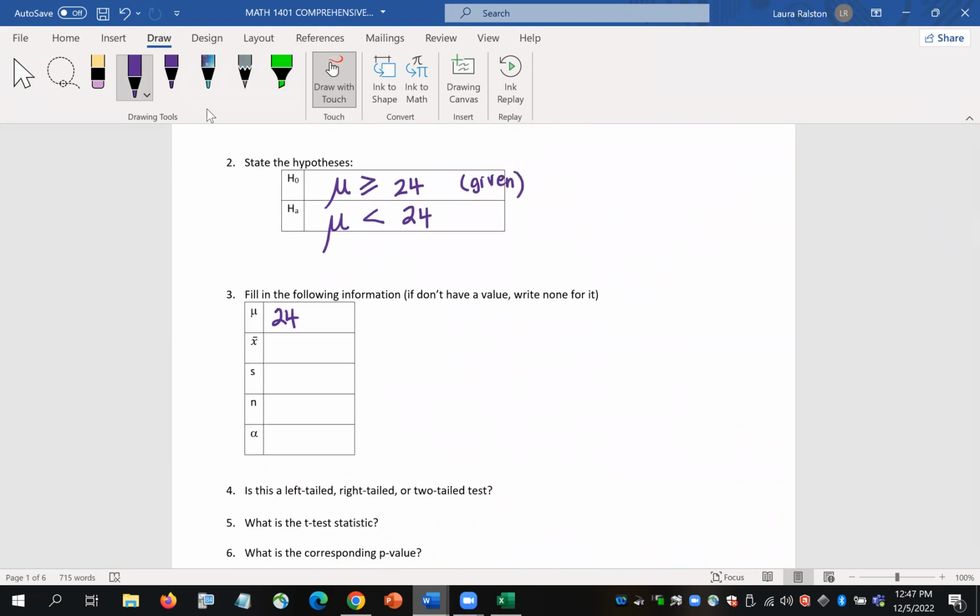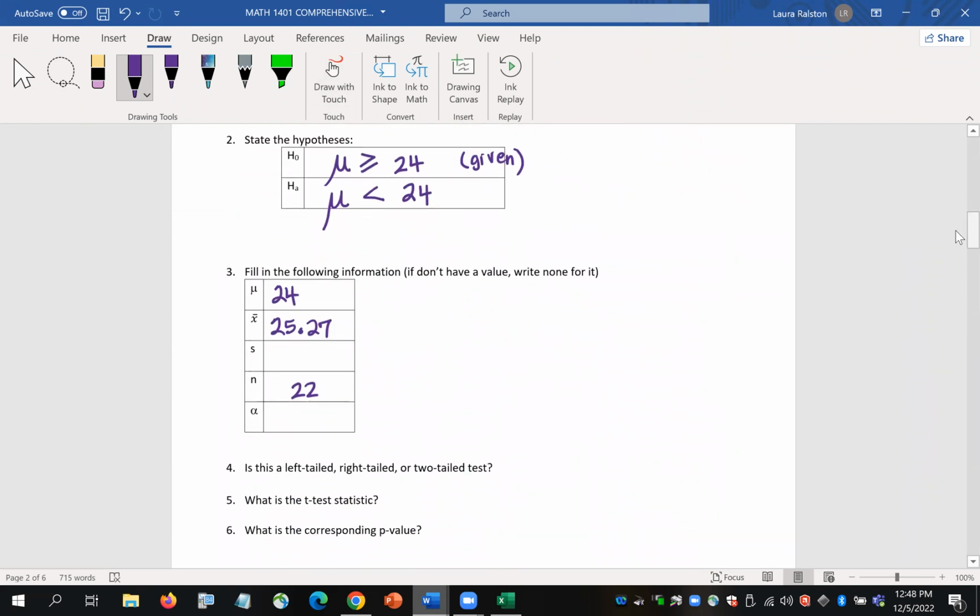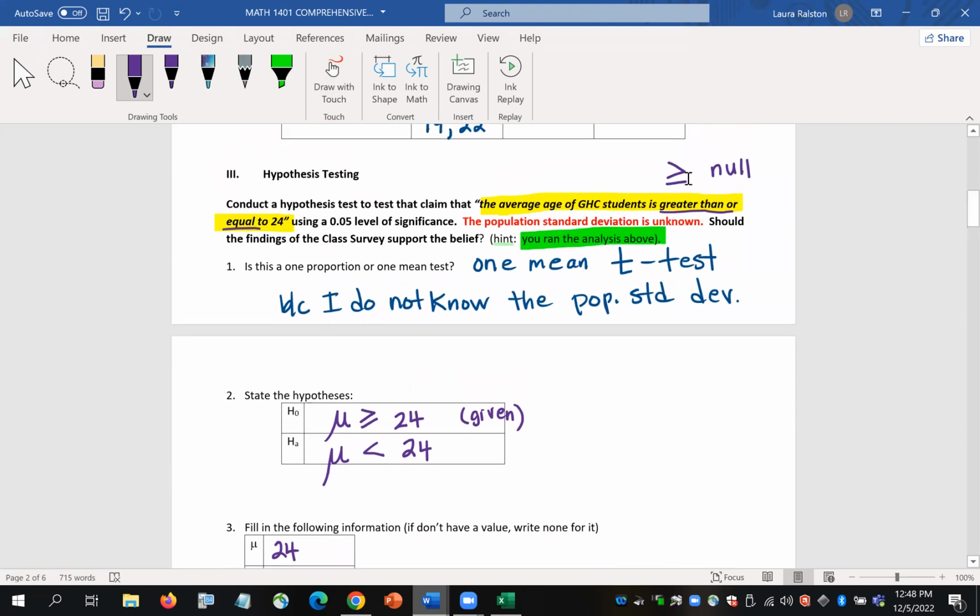So my sample mean is 25.27. My sample size was 22. And my standard deviation was 8.66. Everything I need was given to me, or I've calculated it. The level of significance was given in the problem. It's right after the claim, using a 0.05 level of significance.